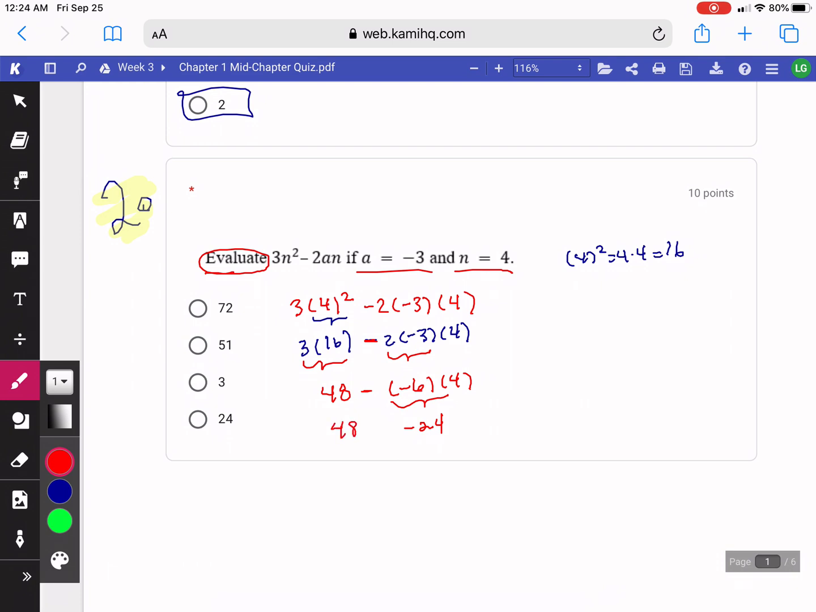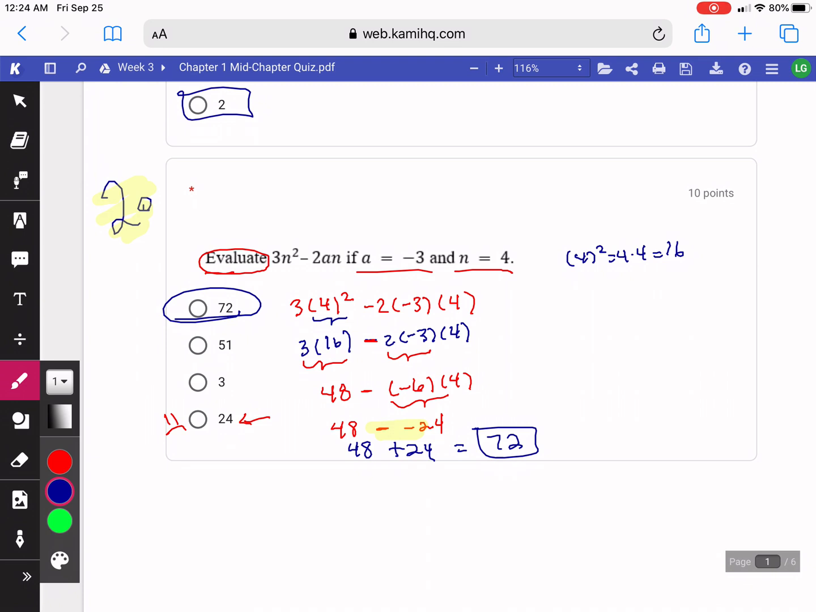So my problem becomes 48 minus negative 24. And here's where a lot of students made mistakes. A lot of you just did 48 minus 24 and put 24 as your answer. So that was a common mistake here. But on this problem, since you have minus negative 24, it's actually going to change to 48 plus 24. And if you add those, you get 72 as your answer.